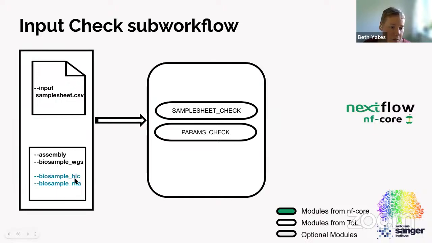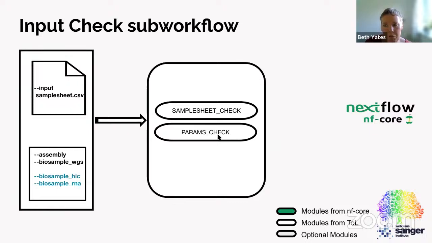We'll do the same thing for the biosamples. We'll also use these to fetch a couple of other bits of information, like the taxon ID for the assembly and the bioproject for the assembly. These are things that we then need to be able to run the next steps in the pipeline. So this will just run two processes.